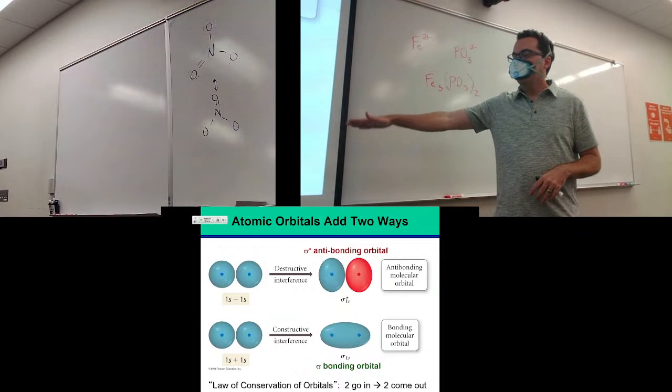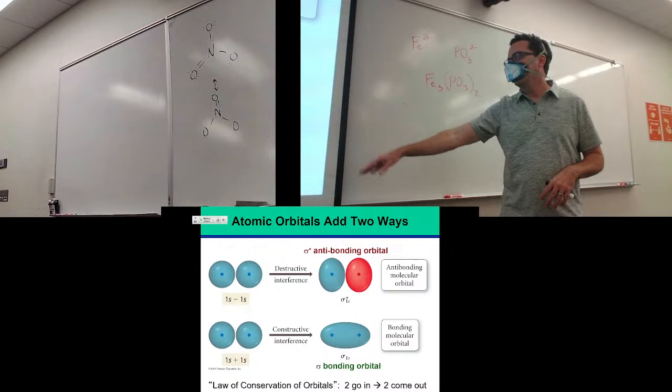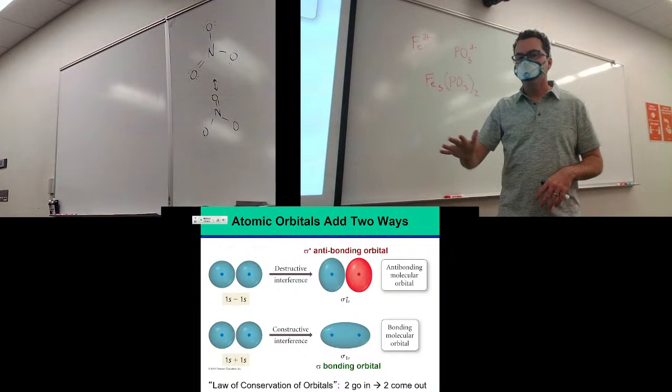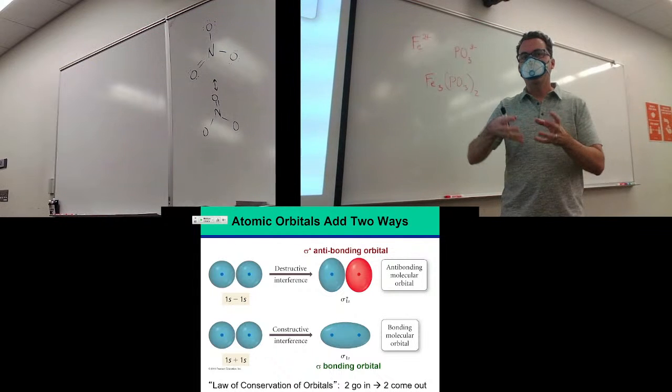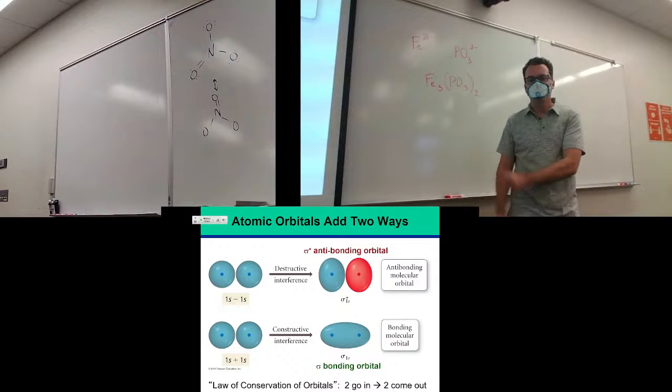The big thing, the takeaway, and I'll repeat this at the end, is the law of conservation of orbitals. If I combine two atomic orbitals, I will get two molecular orbitals out.